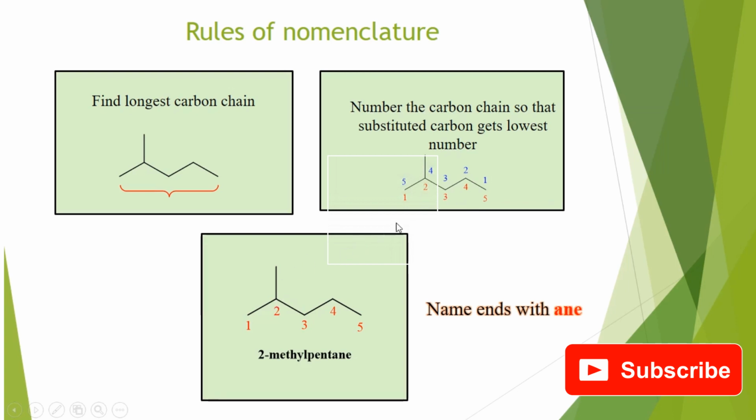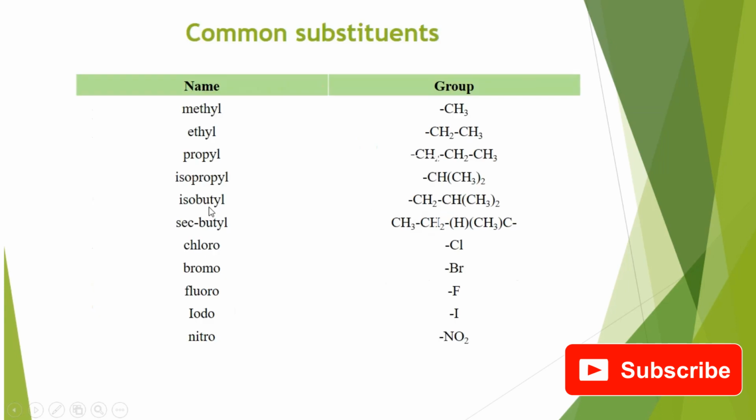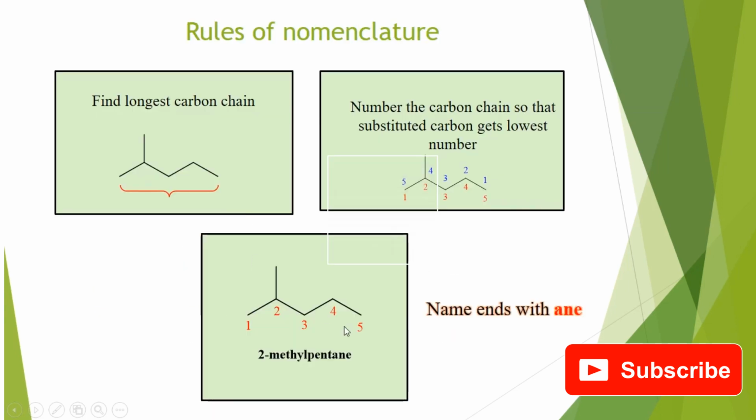And how can we name that molecule? It's very easy. First, we check the number of carbons, 5. Five carbons is pent, and the suffix will be ane. In alkanes, every molecule ends with ane. So it is pentane, and the substituent is at the 2 position. So it is 2-methylpentane.